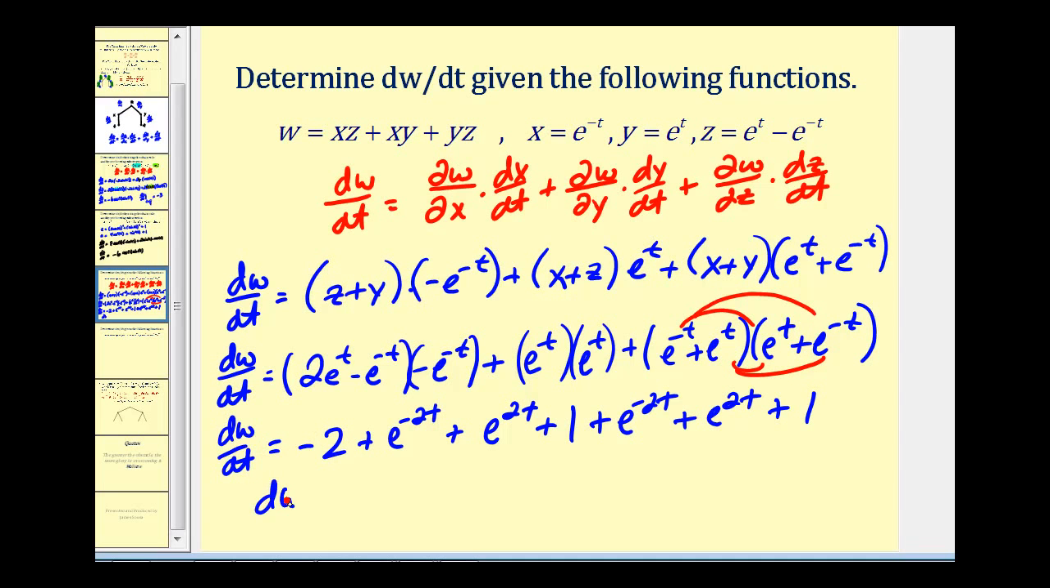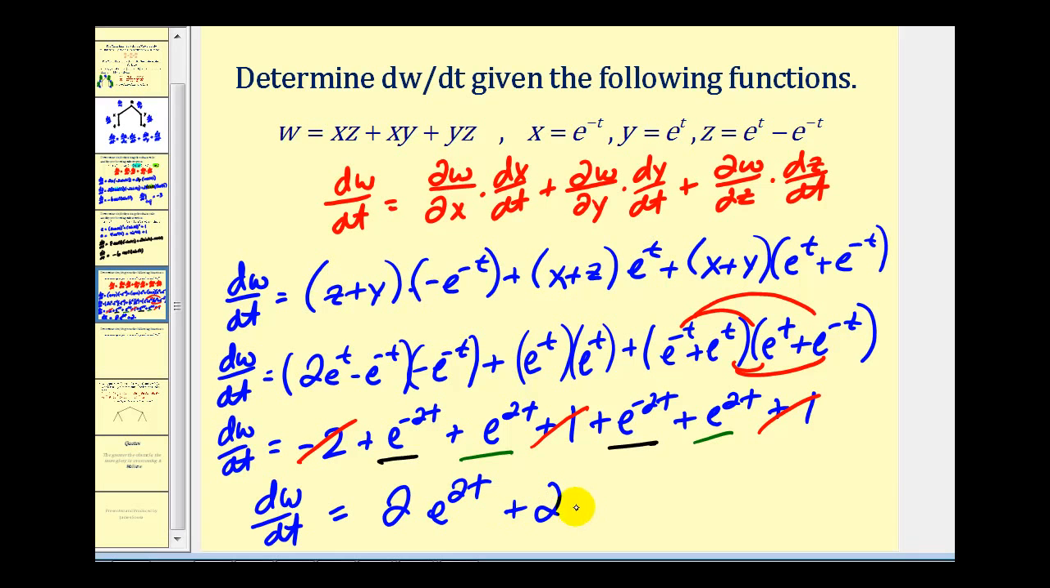Let's go ahead and finish this up. A lot of things simplify out here. We have plus 1, that's 2. There's negative 2. And then we have some like terms. We have 2 of these and 2 of these. So dw/dt is equal to 2 e to the 2t plus 2 e to the negative 2t.